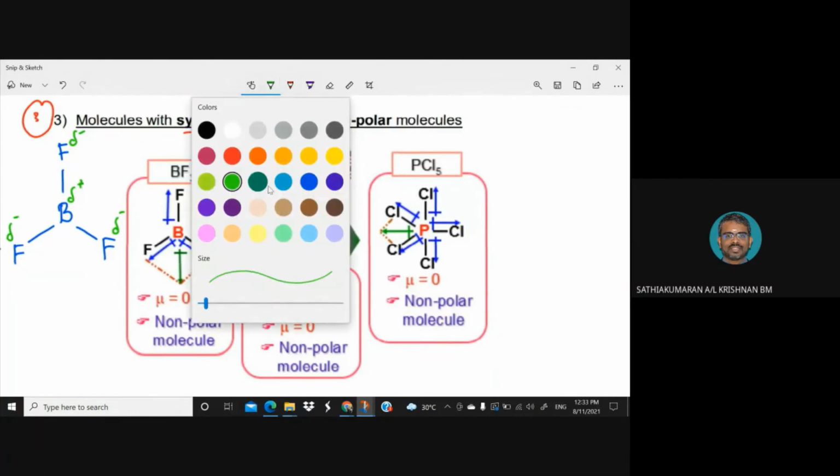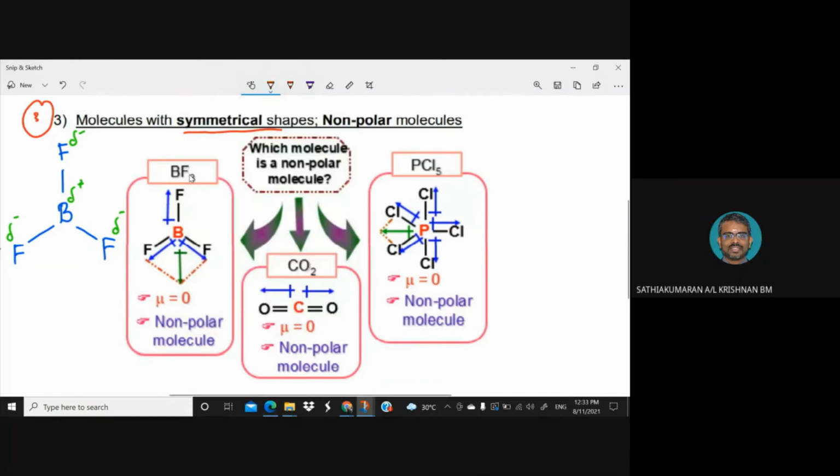And I can draw bond dipole, or polar arrow. So from the less electronegative atom to the more electronegative atom.